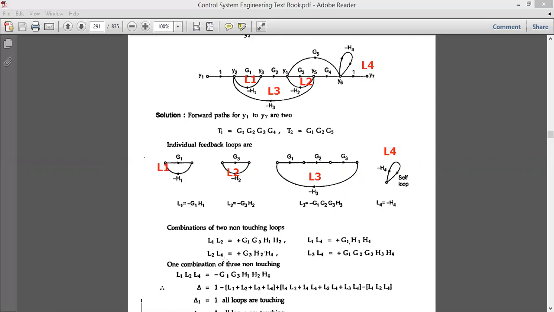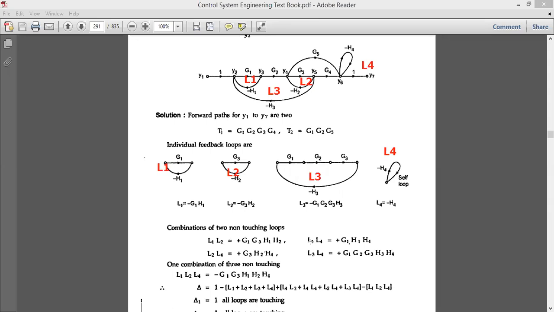The other method of finding the three non-touching loops is to take the two non-touching loops whatever you have obtained here and simply go on comparing them with the other loops. For example, compare this L1 and L2 with L4.